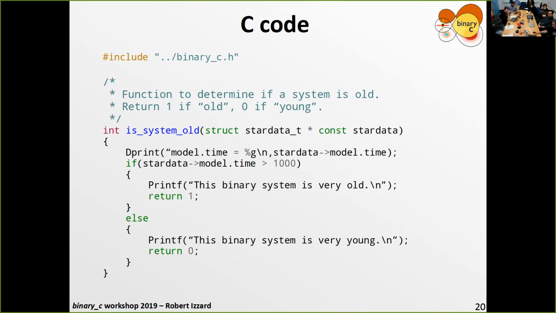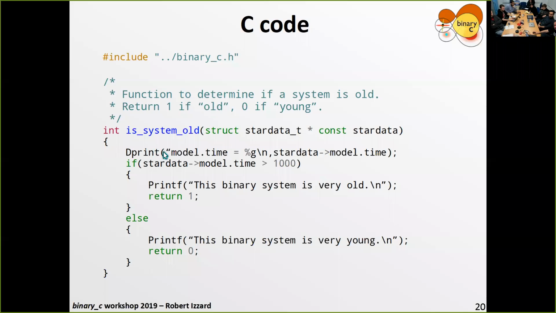Note this thing here, the star data is a constant pointer. Don't worry about that. That should just speed things up a little bit. What that means is that star data is not going to change inside the function. It doesn't mean that the contents are constant. You can change the contents, but it itself can't change.